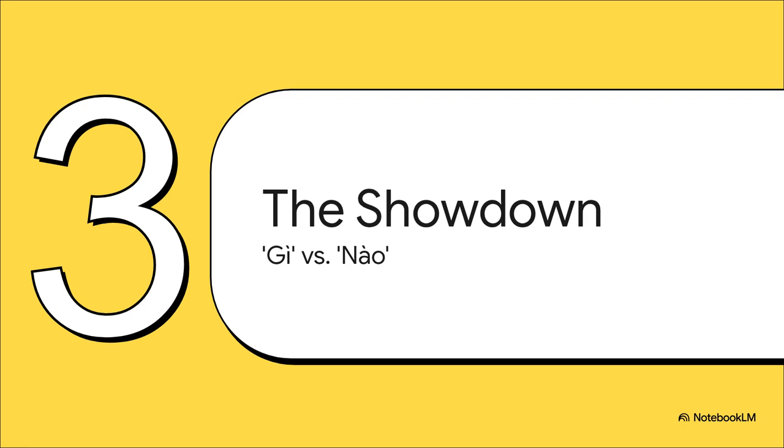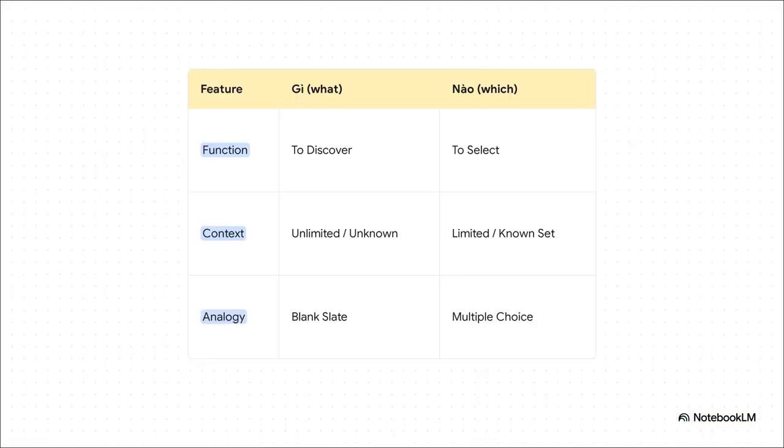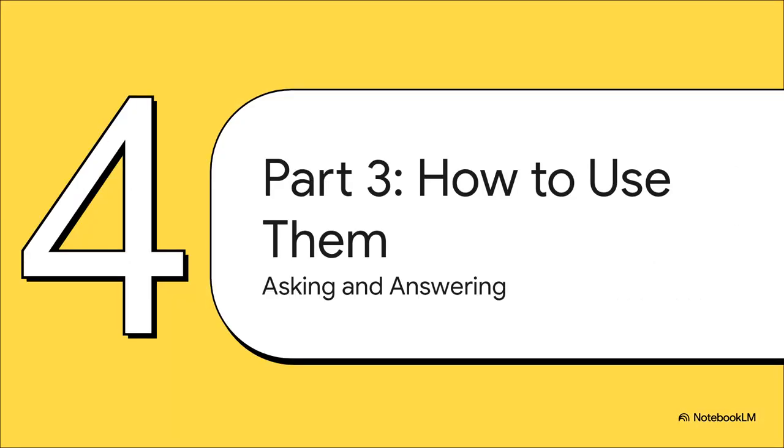All right, time for the main event. We've looked at them on their own. Now let's put them head-to-head in a showdown. This is really going to lock it in for you. This little chart here just lays it all out. For gì, your function is to discover. The context is unlimited, totally unknown. The best analogy? It's a blank slate question. But for nào, your function is to select. The context is a limited, known set. And the analogy? It's a multiple choice question. Simple as that.